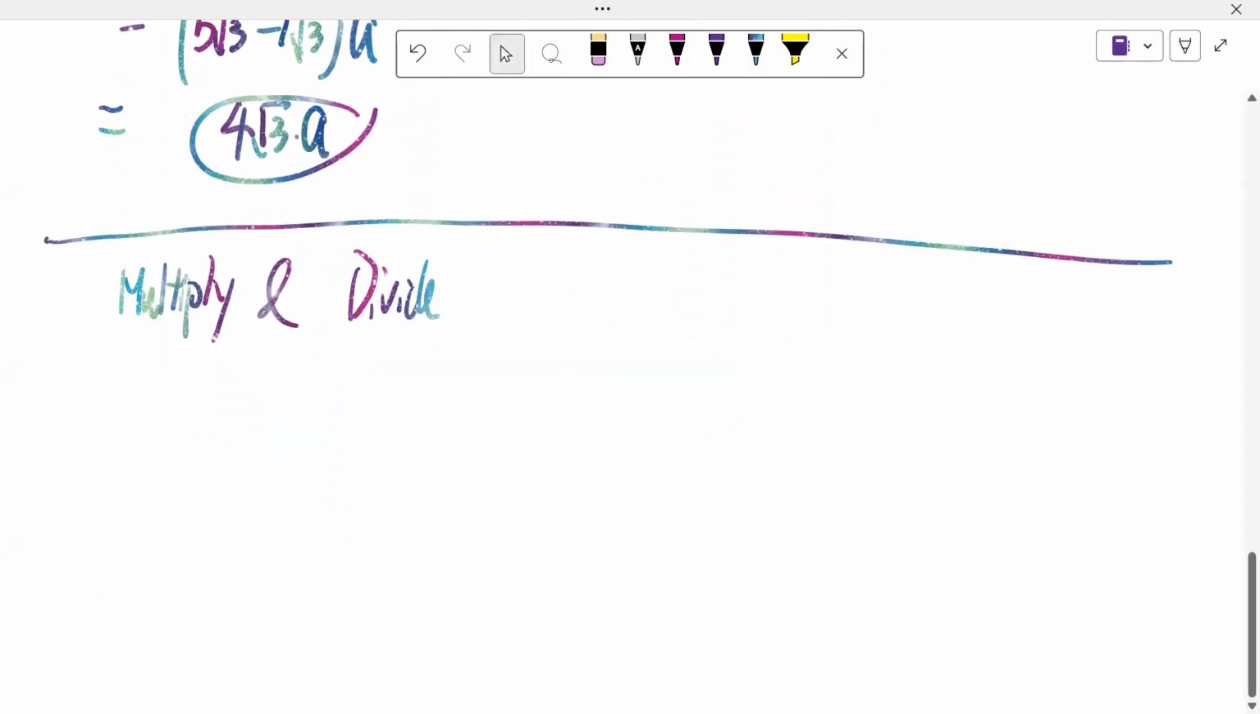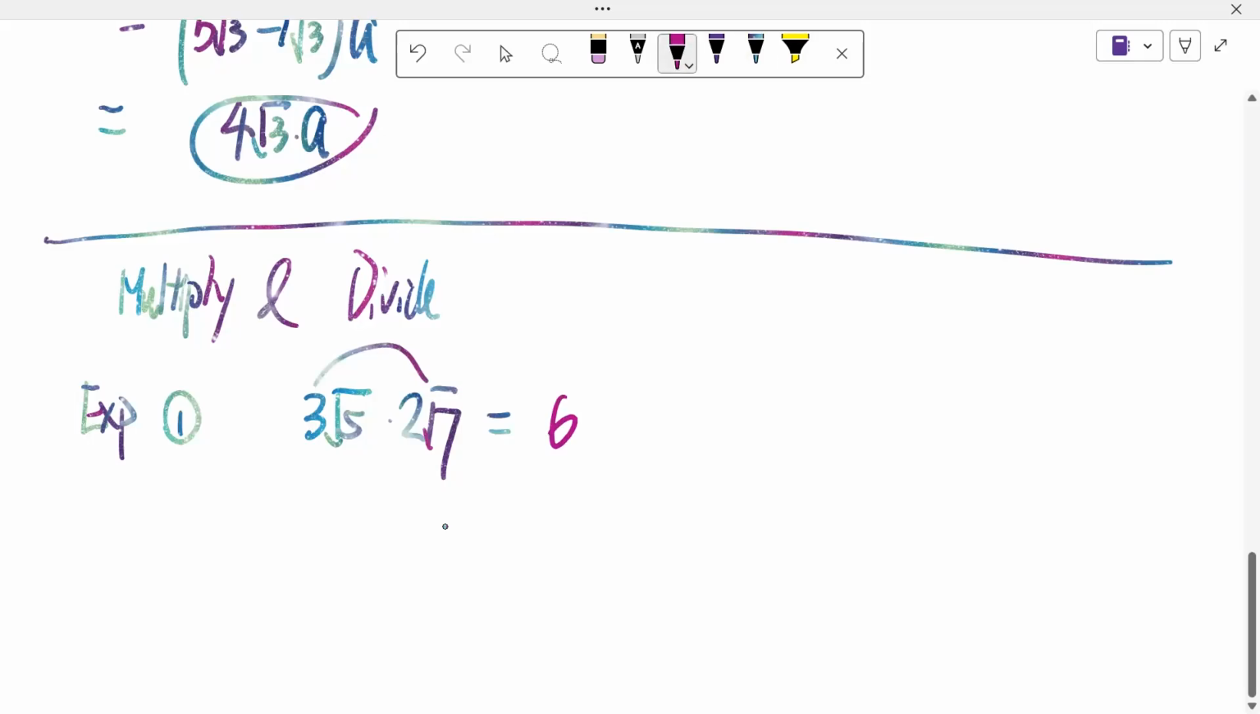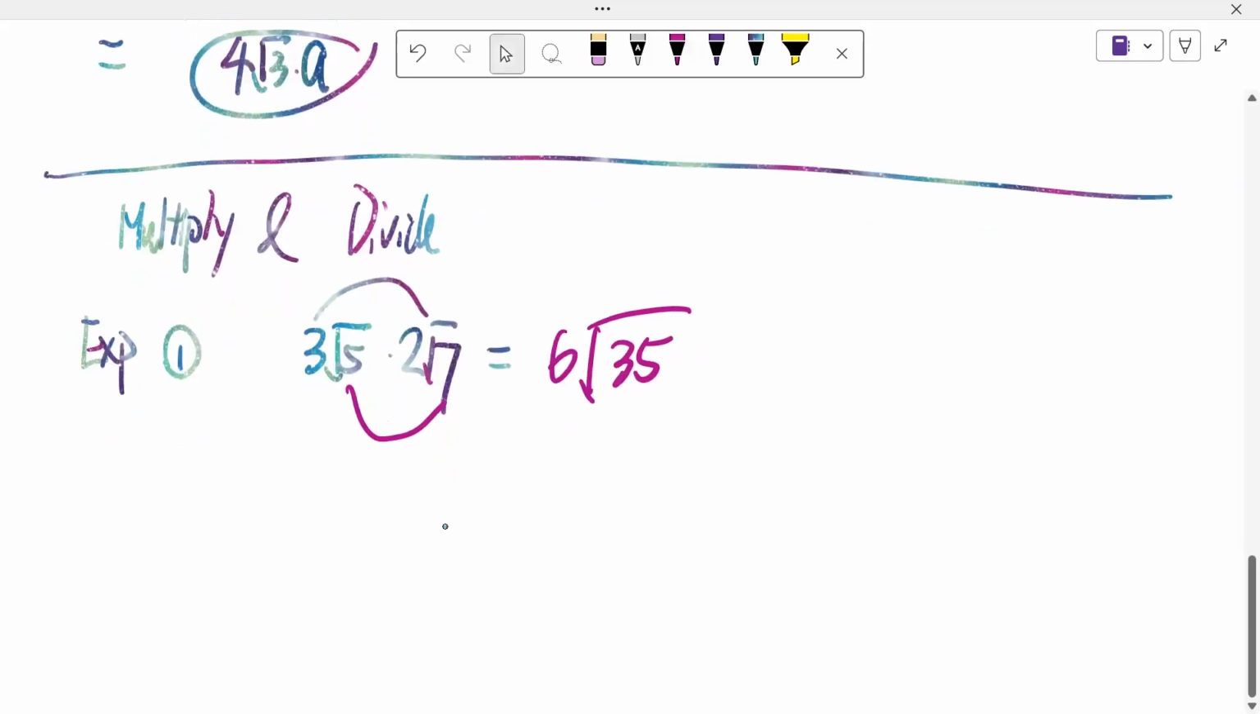Again, we use some of the properties. We have the first one. If you just purely multiply, let's say 3 radical 5 times 2 radical 7. You multiply the numbers, right? So 3 times 2 gives us 6. And then you multiply both radicals. 5 times 7, that's 35. 6 square root 35. Yeah, that's the first one.